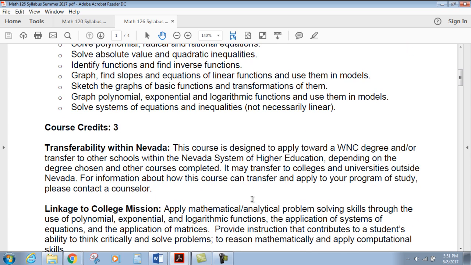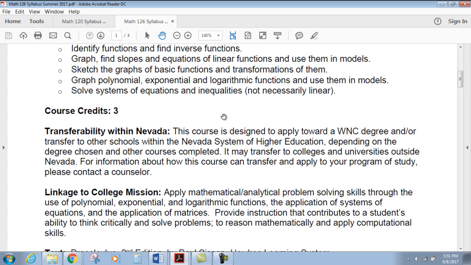Course credits: 3. Transferability within Nevada. This course is designed to apply towards a WNC degree and/or transfer to other schools within the Nevada system of higher education, depending on the degree chosen and other courses completed. It may transfer to colleges and universities outside Nevada. For information about how this course can transfer and apply to your program of study, please contact the counselor.